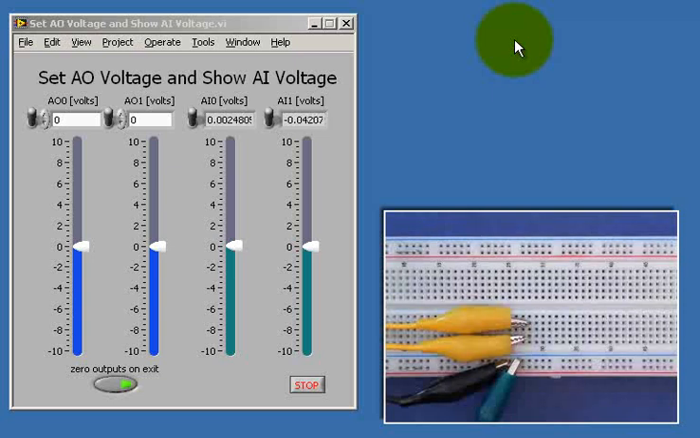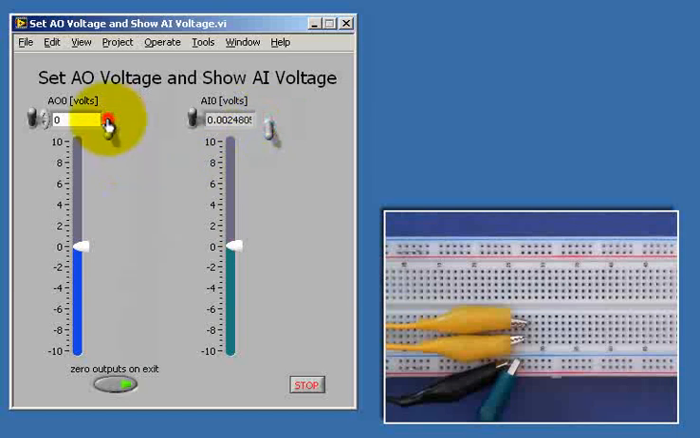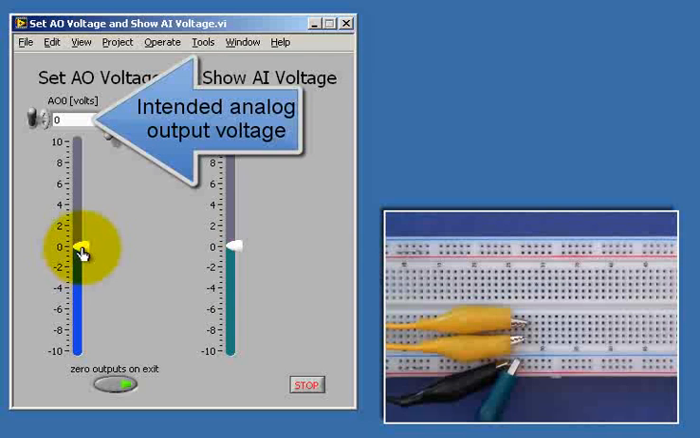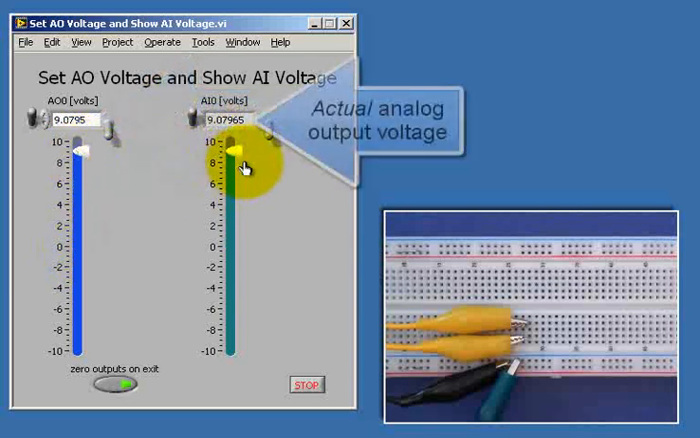Let's begin by considering the loading effect on the analog output channel, as indicated here. I'm measuring the actual voltage being produced by the analog input channel 0. And I'll hide these so we can just concentrate on the intended analog output voltage. We can operate with the slider here. We then observe the actual analog output voltage on the right side.